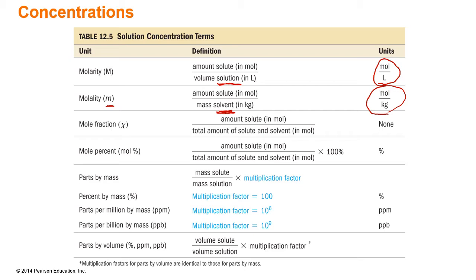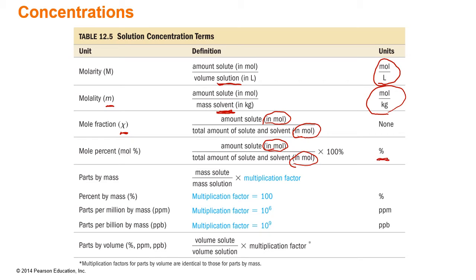Mole fraction tells us the amount of the solute in moles over the amount of the solute and solvent in moles. Because of this, there are no units for mole fraction. It's represented by the Greek letter chi. Mole percent gives us the amount of solute in moles over the total amount of solute and solvent in moles, and then we multiply by 100 to get a percentage. The units that we have are percent.